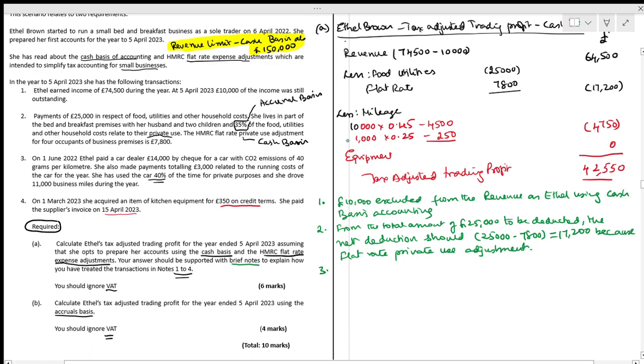The car value and running cost of 14,000 plus 3,000: the 14,000 is not deductible. Hence, capital allowance is also not allowed.